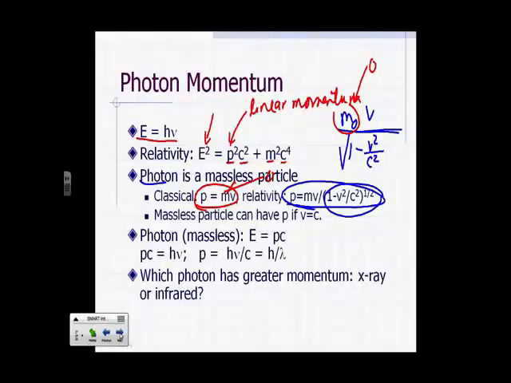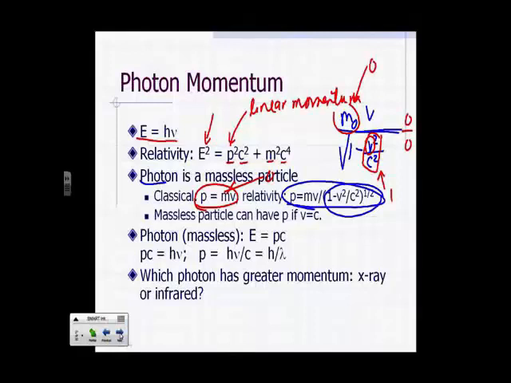If you're at the speed of light, what happens to your denominator here? When v is equal to c, what happens to this term right here? It becomes 1. And what is 1 minus 1? 0. So that becomes 0 over 0. That sort of justifies a massless particle having a momentum, because 0 over 0 doesn't mean it's going to be equal to 0.